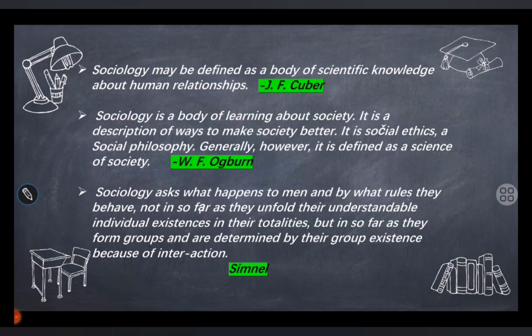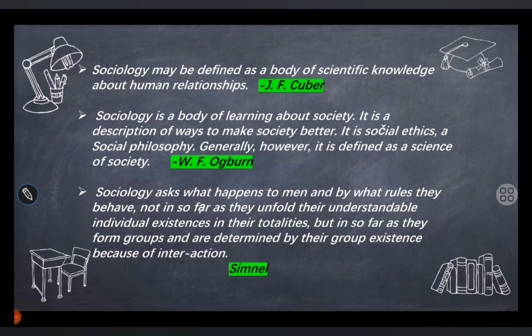Sociology may be defined as a body of scientific knowledge about human relationships. A very good definition was given by J.F. Cuber. According to him, in simple terms, sociology is like a collection of scientific ideas about how people get along and interact with each other. It is a way of studying human relationships scientifically.